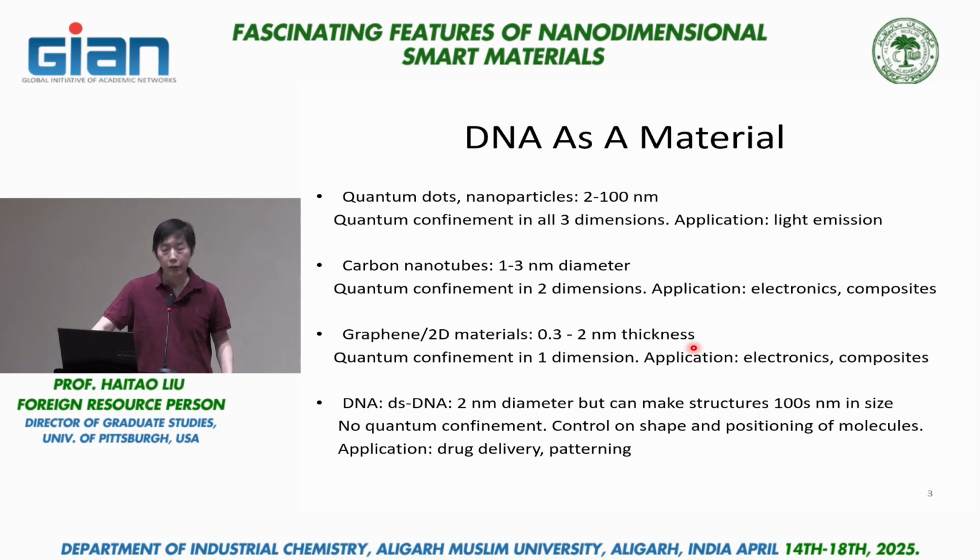from many other nanomaterials. Quantum dots or nanoparticles: if it's metallic or oxide, usually people just call them nanoparticles. If it's semiconducting, they are often called quantum dots. The reason being, those are small particles with their size around 2 to 100 nanometers.